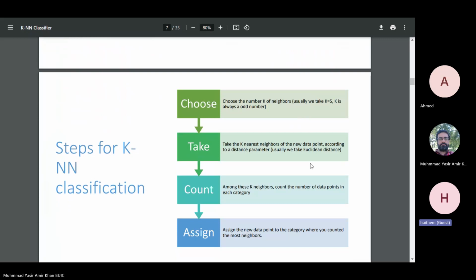I didn't understand it too well, but I think you start by taking a random number of data points.